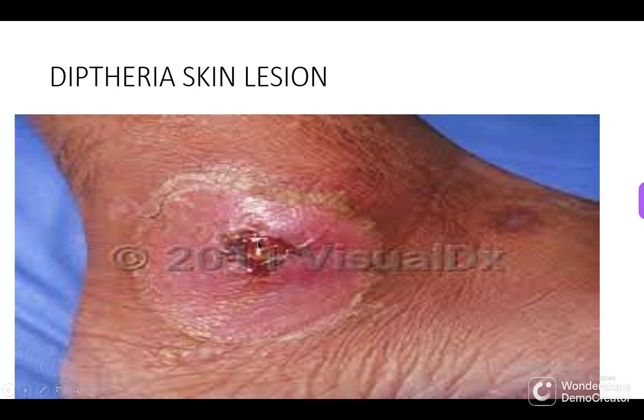Now, diphtheria skin lesion is like this. Look, it very closely resembles a fungal infection, tinea. You see, there is a center which is necrotic, with bleeding coming out in the center, and around it there is paleness and redness, and there is a definite border seen in this case. Involvement here is also there.